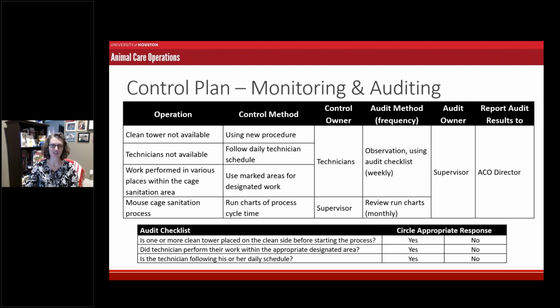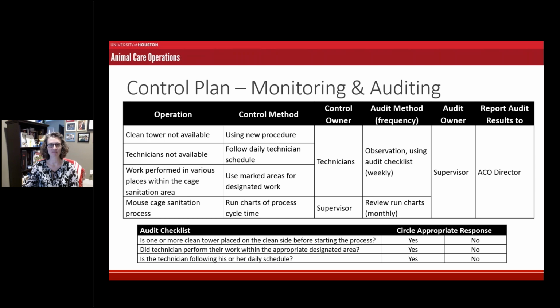When we look at the technicians not being available, right, we're looking at, are they following their daily schedules? Okay, again, the technicians are responsible for doing that, but that's going to be checked on a weekly basis by the supervisor. And then finally, work being performed in those designated areas. Again, technicians are responsible for doing that, and our supervisor checking to make sure that that's being done.